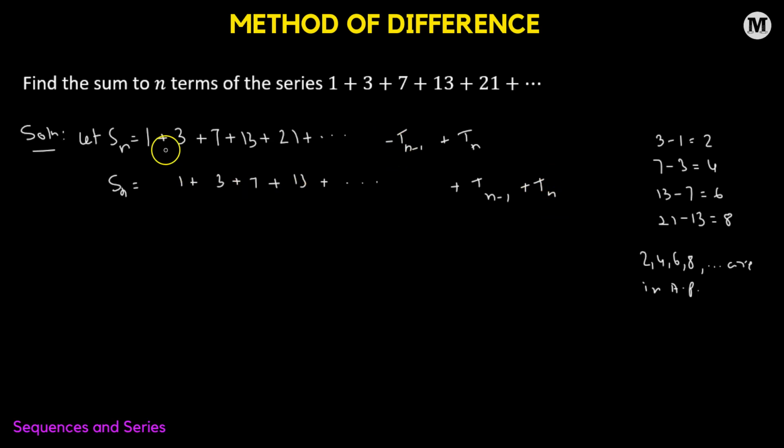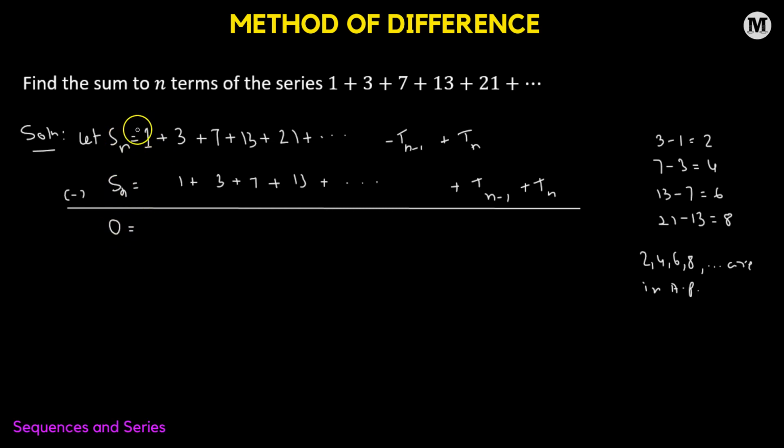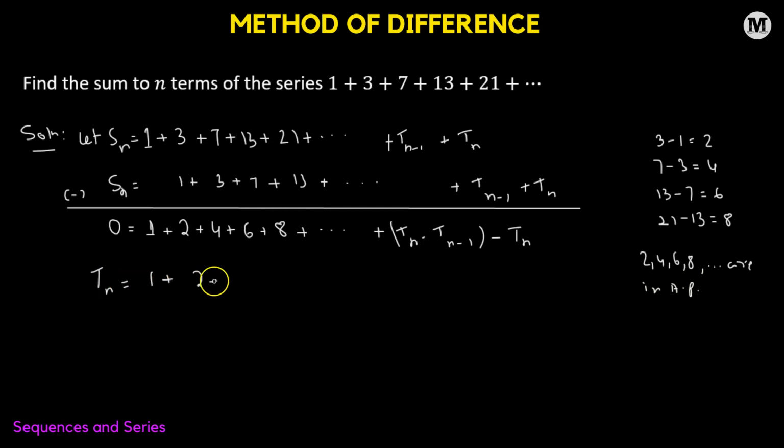Okay, now what we'll do, we're going to perform a subtraction. So on the left hand side, we have Sn minus Sn, so that leaves us with 0. Then we exclude the first term of the first series. Let's keep the 1 as it is. Next, we take 3 minus 1, that's going to be 2. 7 minus 3, that's 4. 13 minus 7, that's 6. 21 minus 13, that's 8. And this goes all the way up to Tn minus 1, and then we have negative Tn. We'll transpose this Tn to the left hand side to get Tn equals 1 added to 2 plus 4 plus 6 plus 8, going all the way up to Tn minus 1.